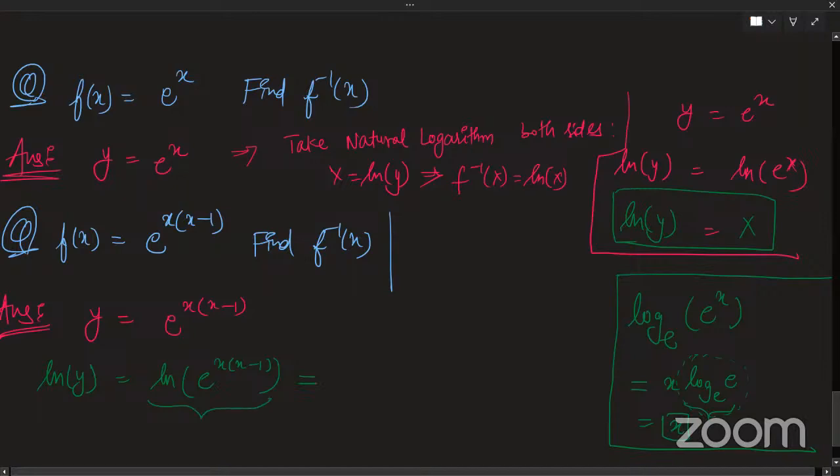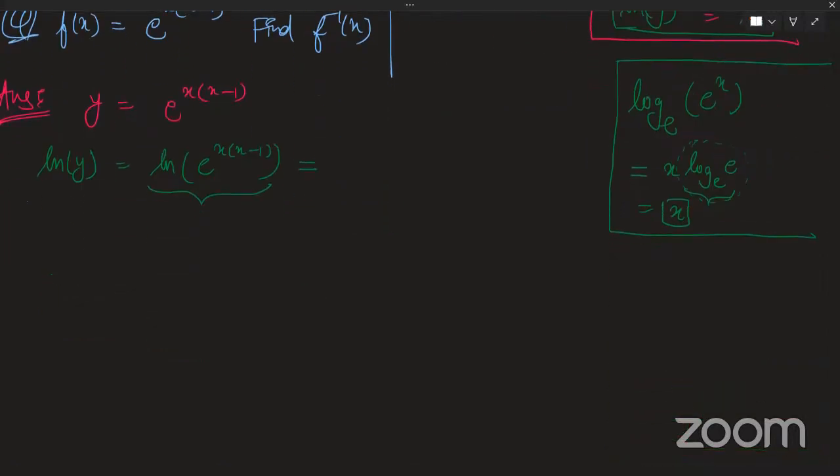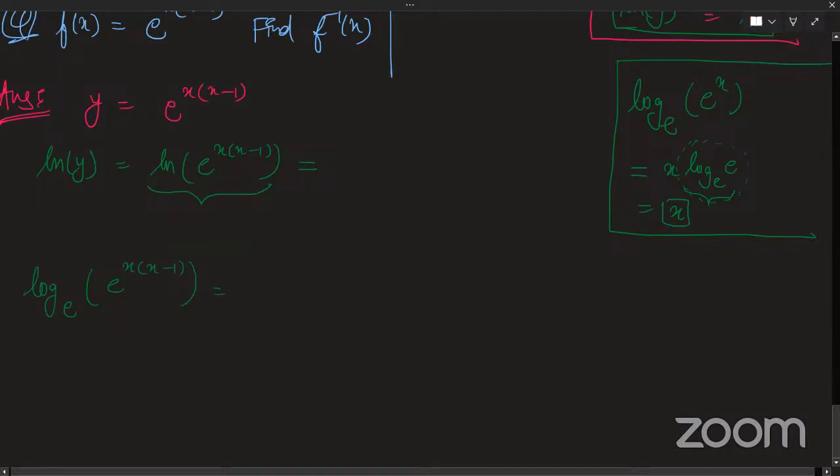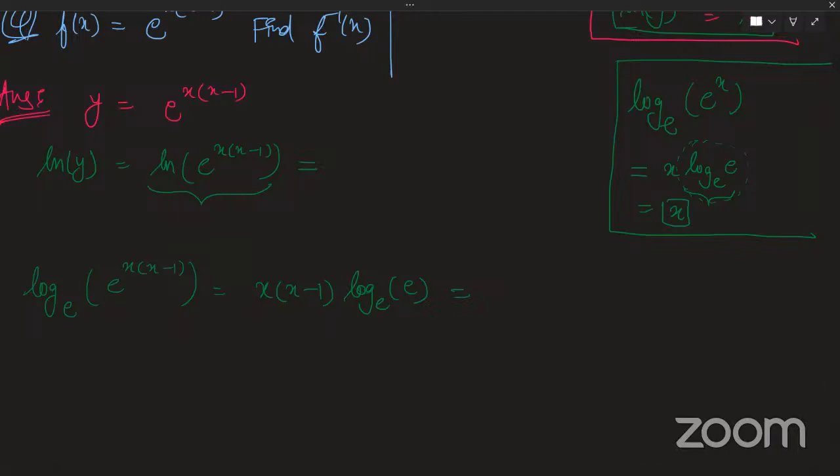Natural log e raised to x into x minus 1. So I have log base e raised to x into x minus 1. Can I again take x into x minus 1 as one entity and take it outside? So it is x into x minus 1 multiplied by log base e. Just treat x into x minus 1 as a single unit, as one single entity.